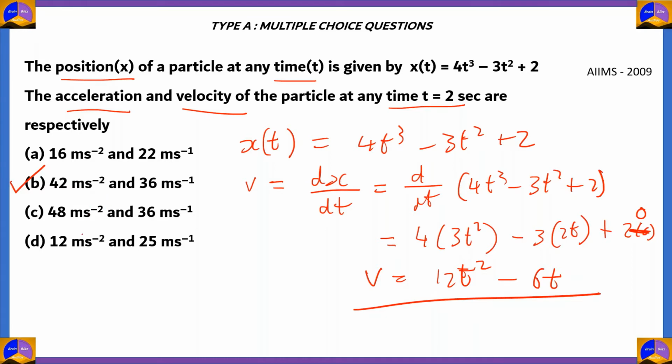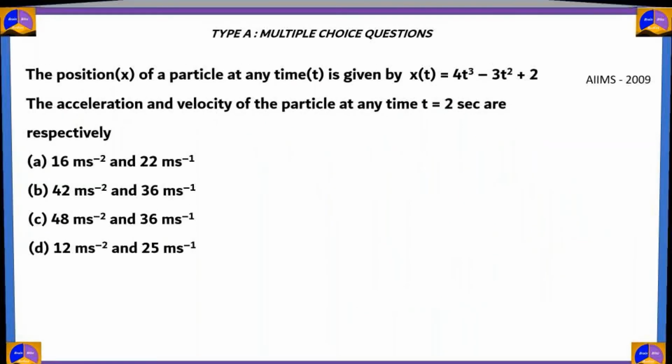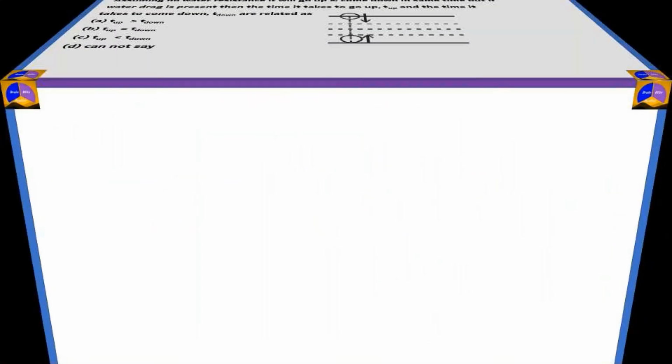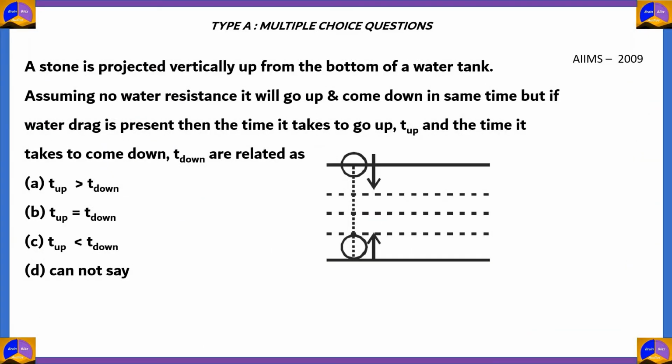In option C, the value of acceleration is wrong. And in the other options, both the values are incorrect. The right answer is option B, 42 meters per second squared and 36 meters per second. And we did that by differentiating the equation given here and applying the value of t at 2 seconds. Now, let's move on to the next question.